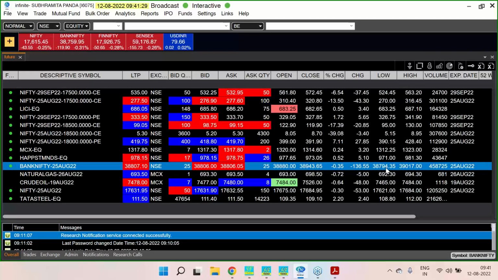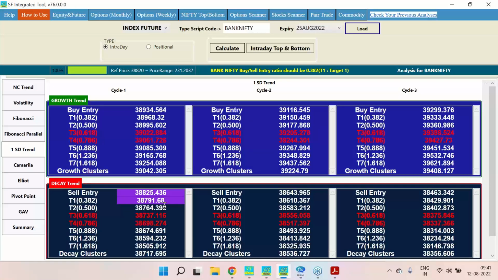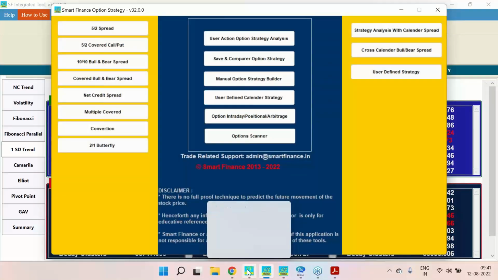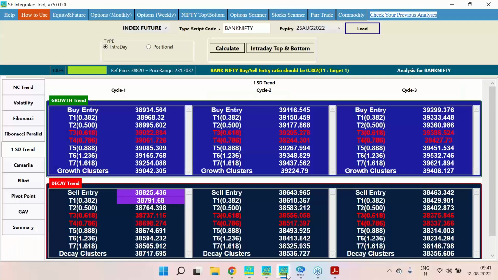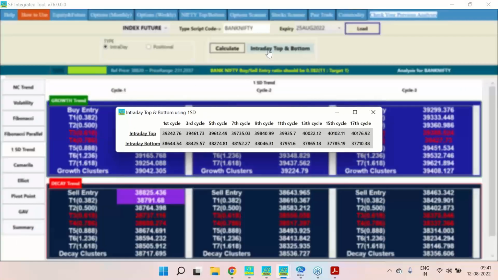The 94 level also came in between and went. Now the 38,792 level should come, then we can achieve that. So now we are going for the intraday top and bottom for Bank Nifty.